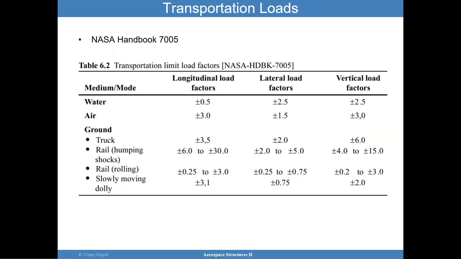I want to discuss a little bit the transportation loads. The NASA Handbook 7005 should be downloaded. I invite you to do that. It provides the transportation limit load factors for which your structure should survive. You have water G loads, and you have the longitudinal loads, the lateral loads, and the vertical loads. These analyses for transportation should include these plus or minus G loads in the model.